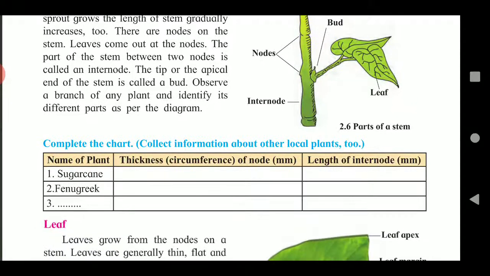Now students, here downside one activity is given. Complete the chart. You should collect the information about your local plants and write down the thickness of node and length of internode.